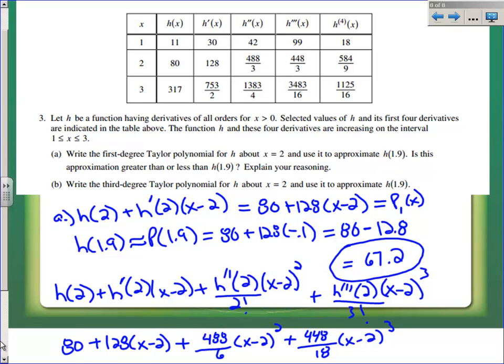I'm not going to plug in 0.1 because I don't have my calculator here. This was a calculator question this year. But that is the third degree Taylor polynomial. And by the way, let's go back and answer the second part for A. Is this approximation greater than or less than h of 1.9? Well, since my first derivative is positive and my second derivative is positive, that means our graph is concave up. And I just did a tangent line to a concave up graph. And where do tangent lines fall? This is below the graph. So this is too low.